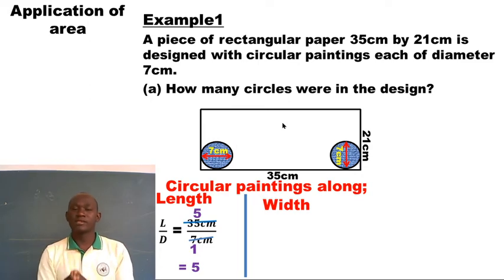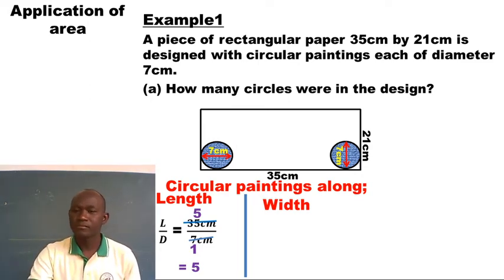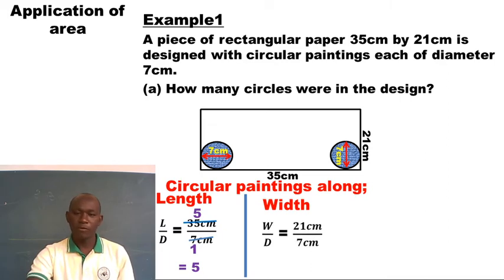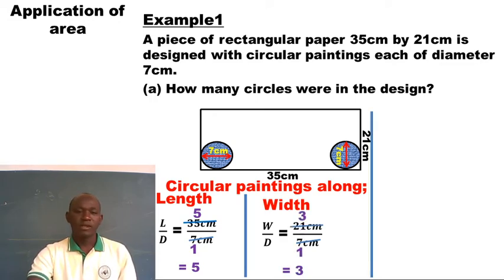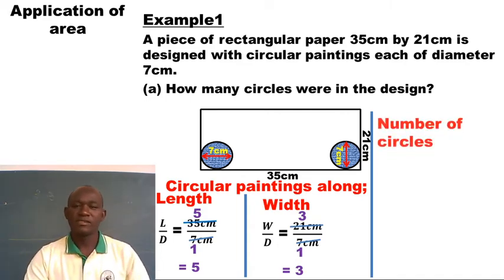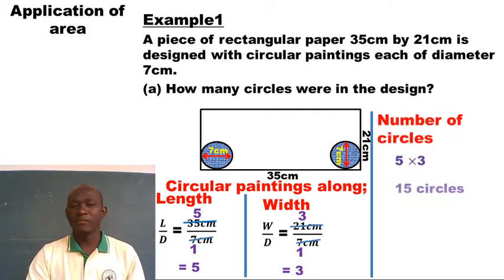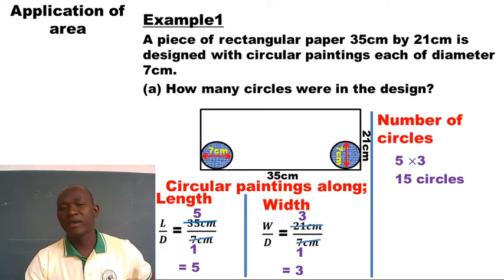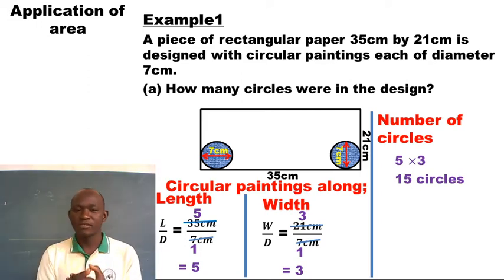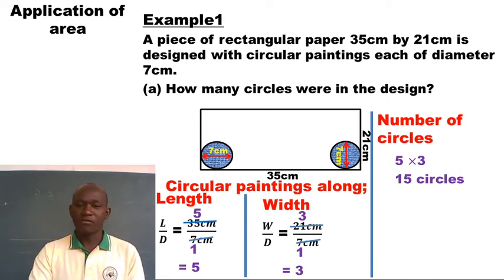But this same diameter is vertical, which is covering the width. So I will still need to divide 21 centimeters by 7 centimeters, giving me 3. So to get the total number of circular objects, just multiply 3 by 5, 5 by 3, to come up with 15 circular objects. That is the number of circles that were found in the design or that piece of paper.